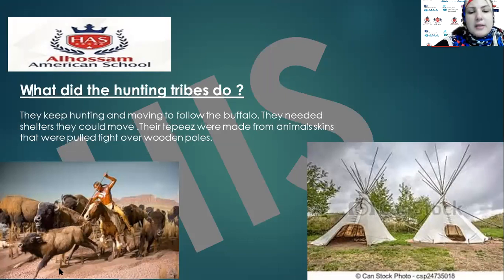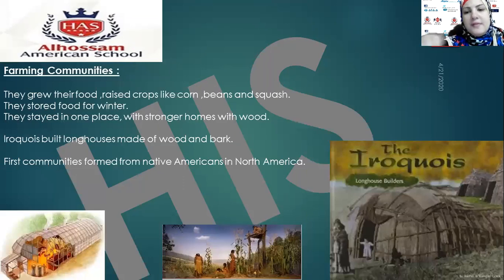The second part is the Iroquois, who live in long houses with wooden bark, and they were first formed in North America. Clear? Those farmers used to collect crops and save them for winter. Clear this part? Faris, clear? Omar, Ziad, Jana, Rudaina, clear? Okay.